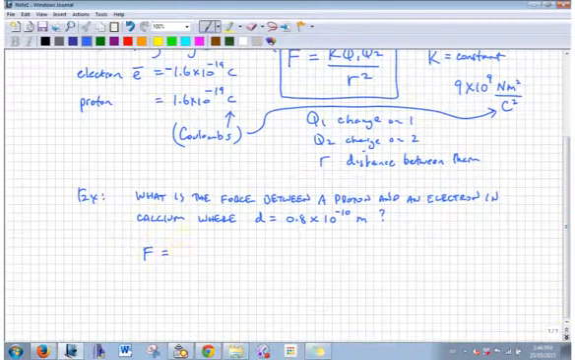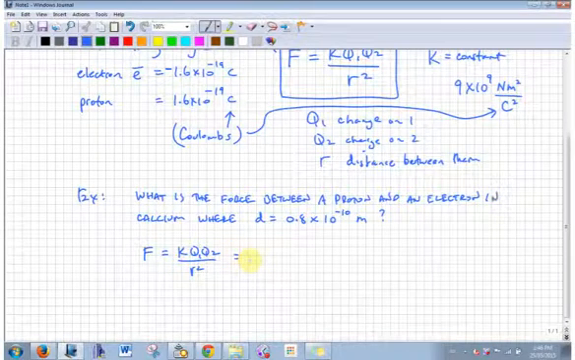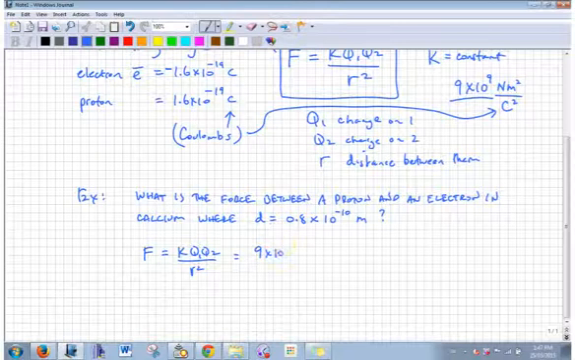So force is K Q1 Q2 over the distance between them squared. K is 9 times 10 to the 9. Now don't write all the units. As long as you're in meters and coulombs, then force is going to be in newtons. So don't get all messy with it. Just make sure everything is in the appropriate unit. And we don't have to get all confusing.